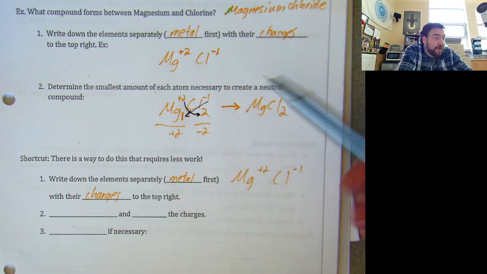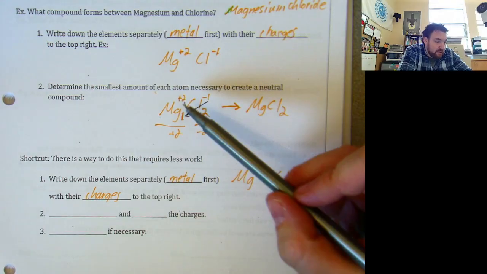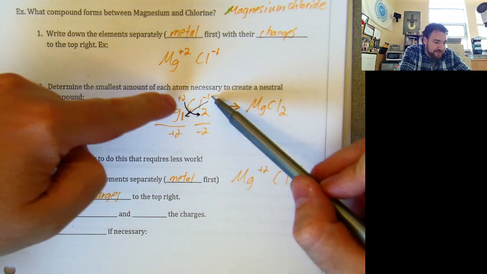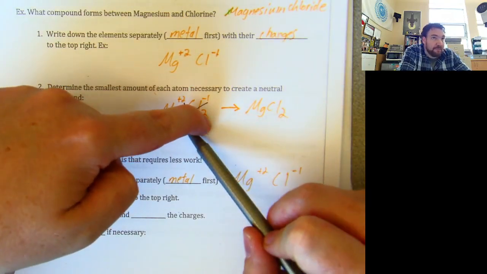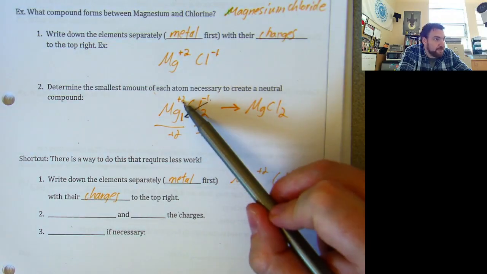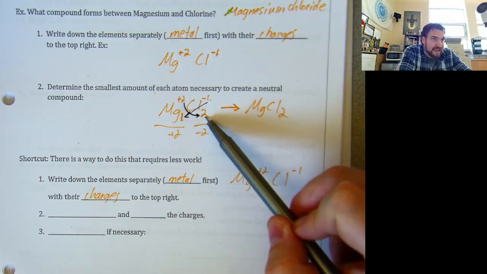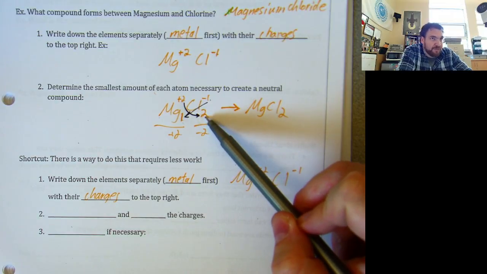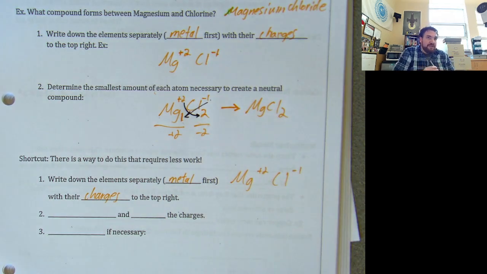Effectively, one way to think about what we did was, well, we swapped these numbers and dropped them down to the bottom. The 1 that was up on the chlorine went down on the magnesium. The 2 that was up on the magnesium went down to the chlorine. And it's a quirk of finding the lowest common multiple of something. The easiest way to find the lowest common multiple of something is to multiply those two things together.